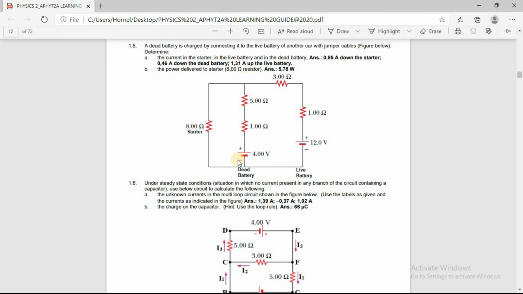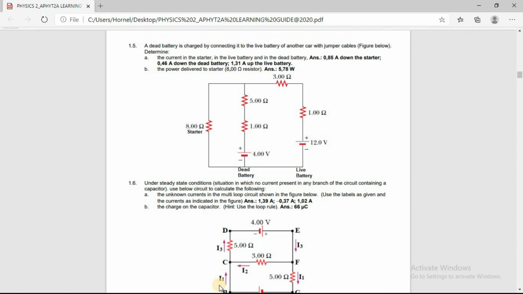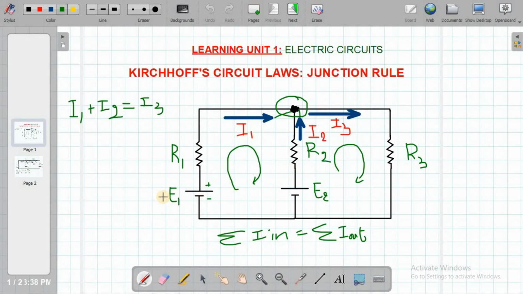I can't make long videos for you guys for WhatsApp, so I'm going to stop here. I'm coming back again with another concept of Kirchhoff's law, which is the loop rule. Okay, I will stop here.